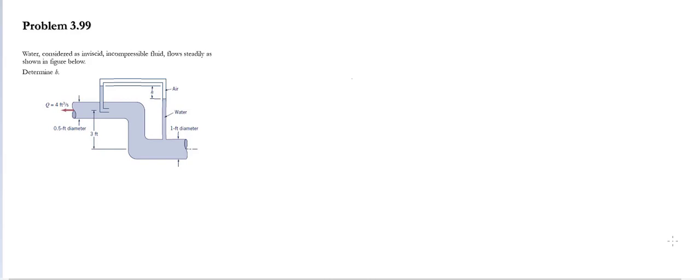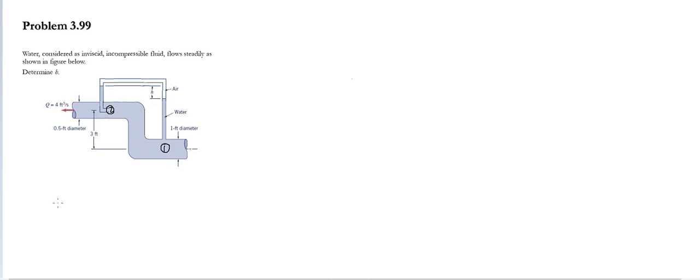Problem 3.99. In this problem, water, considered as an inviscid, incompressible fluid, flows steadily as shown in the figure below. We need to determine the value of H inside of the manometer. Okay, in order to solve this problem, we are going to label the points that we're going to use. So we're going to take this to be 1 and this point over here to be 2.